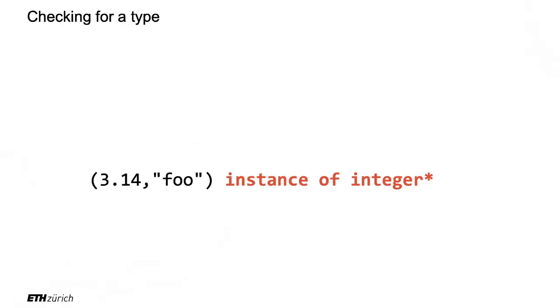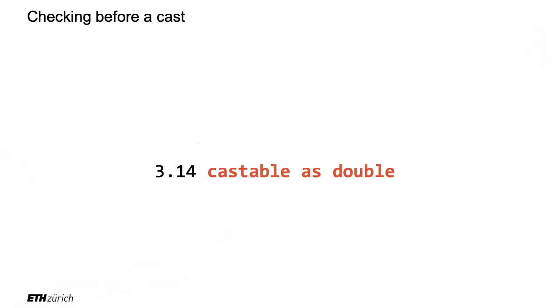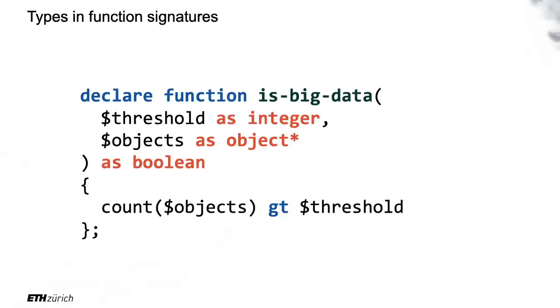You have an instance of, just like Java and C++, that would return false, of course, because that's not a sequence of integers, right? There is a string in there, so that would be false. You can test for castability. I don't think it exists in C++ or Java. You can test whether you would succeed if you tried to cast that as a double. So that would say true, because if you attempt to cast that as a double, that would work.